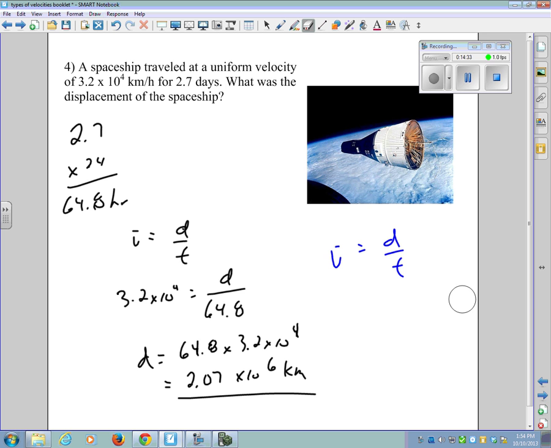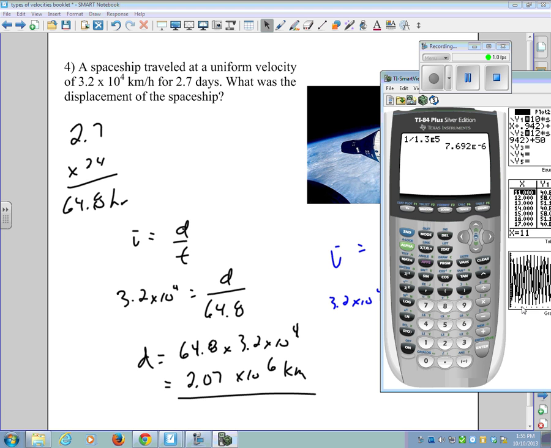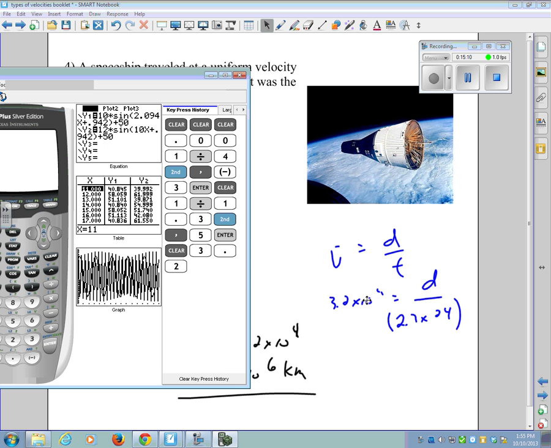Back up. The velocity is 3.2 times 10 to the 4. And then I put a d, and then I put my time down here, 2.7 times 24. I did this step all at once down here. So when I did it on my calculator, watch here, Dana, because I'm sure this is what happened to you. What I actually did was I went 3.2, exponent 4.